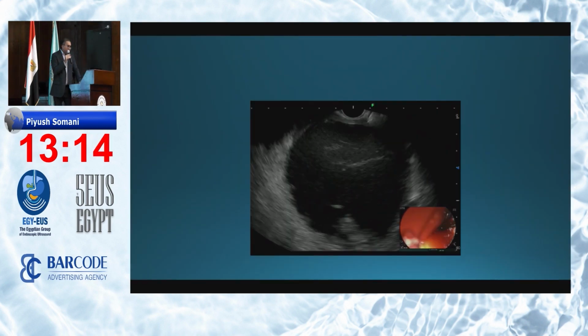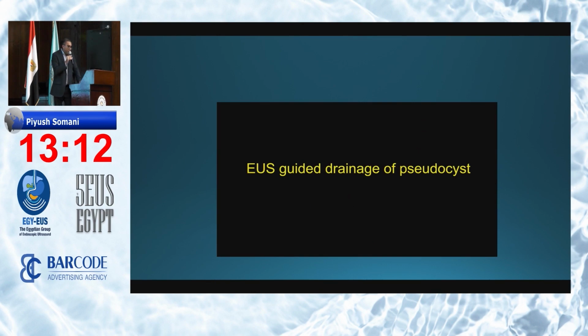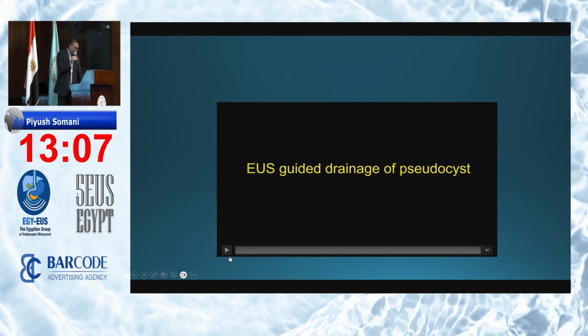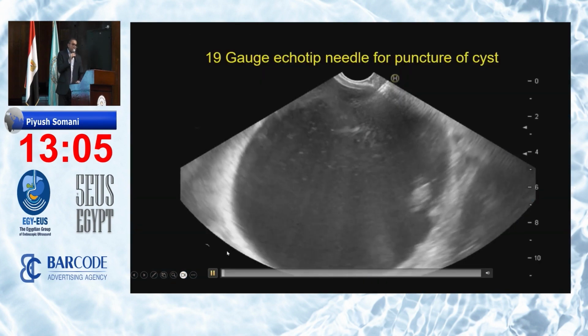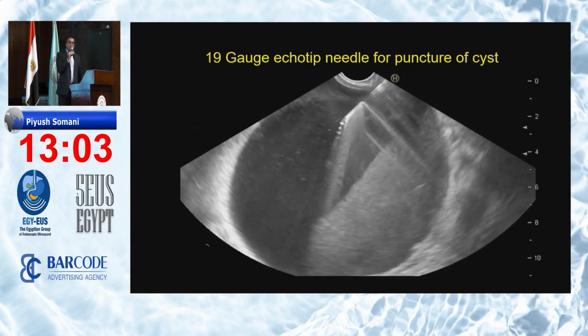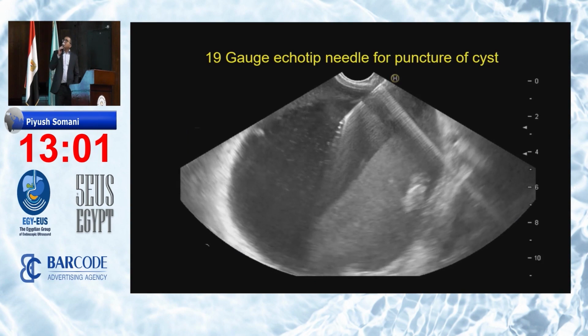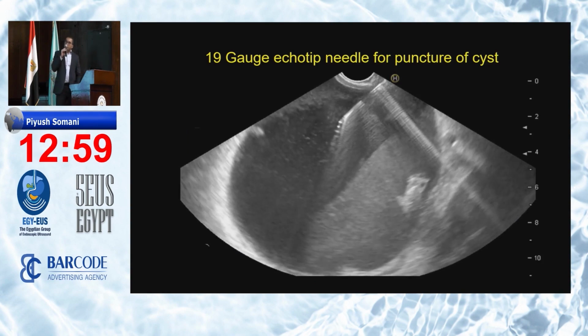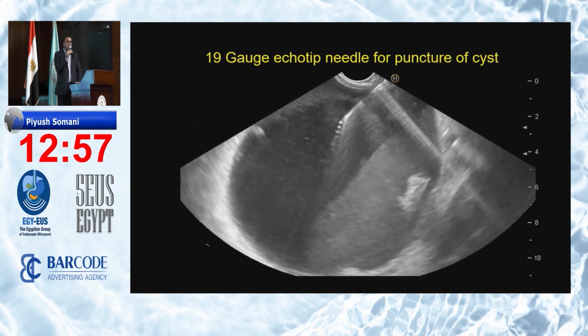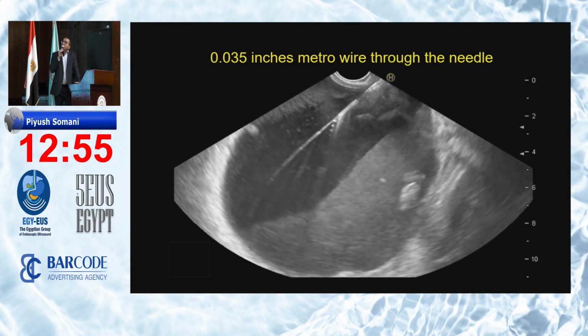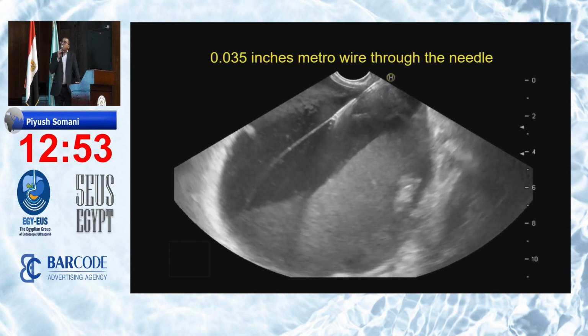So I'm going to show you a video of a US guided drainage of the pseudocyst here. So we use a 19 gauge EchoTip needle for the puncture of the cyst. As already shown in the images, there will be a mirror artifact of the cyst. The tip of the needle is important, that it is followed up. Then we are putting the guide wire.